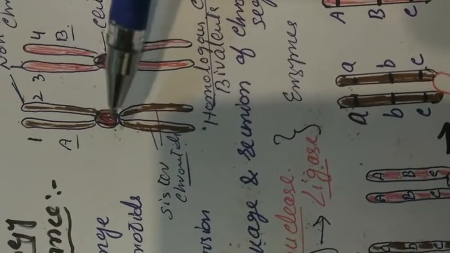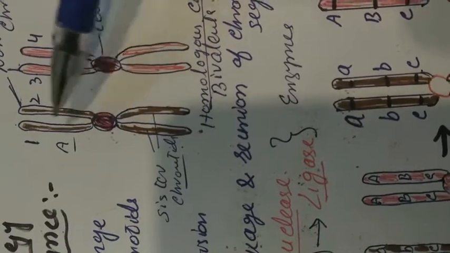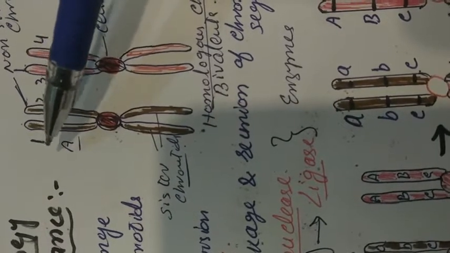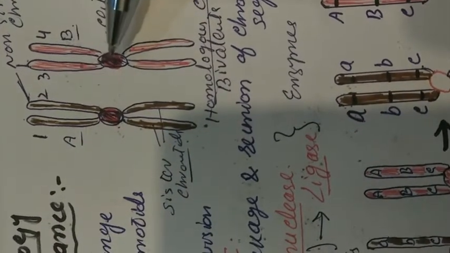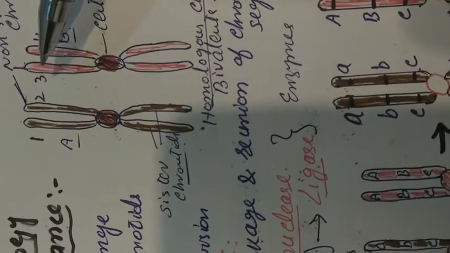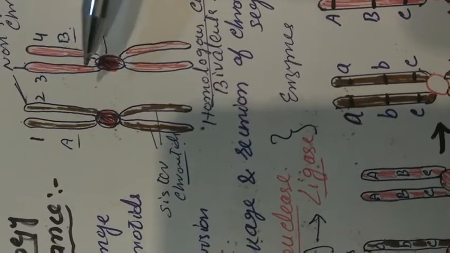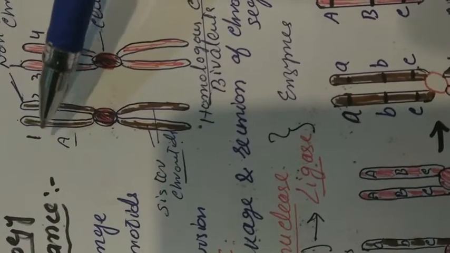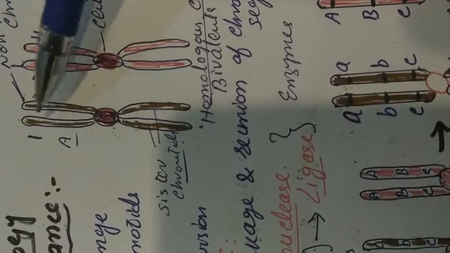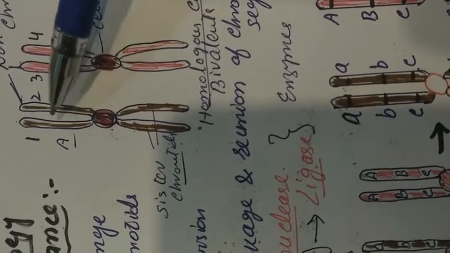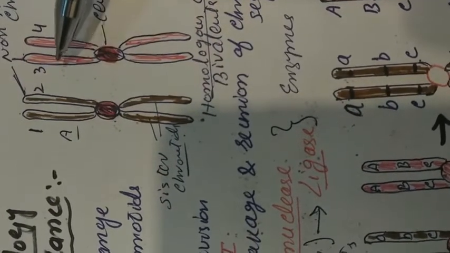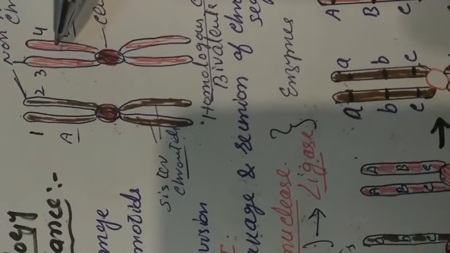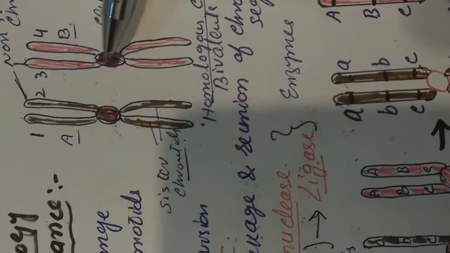Now you can see in this case, this is one of the homologous chromosomes with 2 chromatids designated as 1 and 2, and another homologous chromosome having the 2 chromatids designated as number 3 and 4. Now these chromatids of chromosome A, that is chromatid 1 and chromatid 2, are the sister chromatids because they belong to the same chromosome. Similarly, chromatid number 3 and chromatid number 4 belong to chromosome B and are also the sister chromatids of this chromosome B.